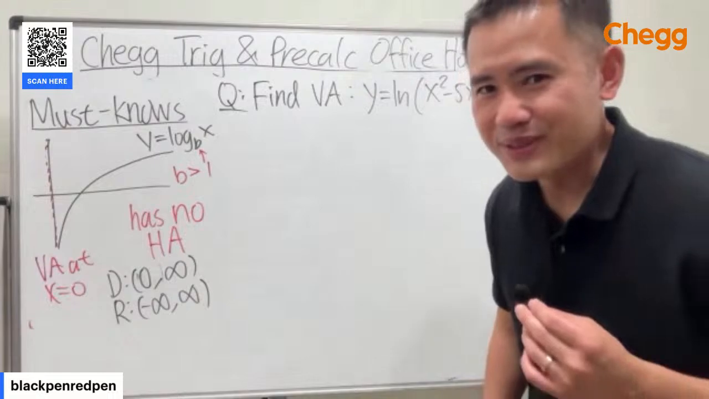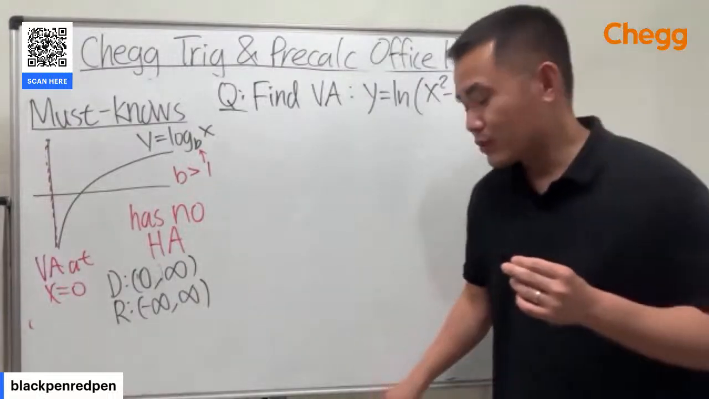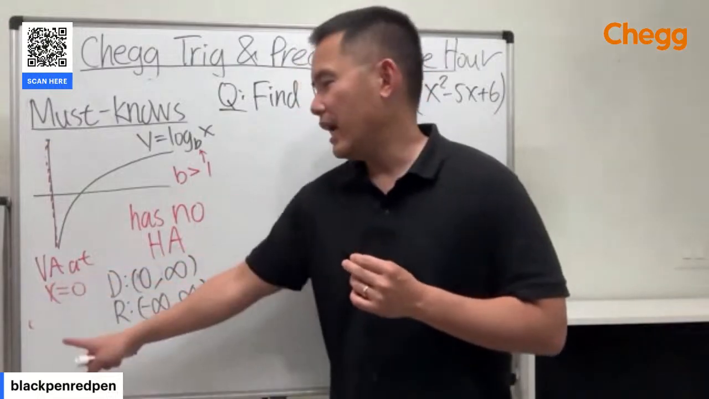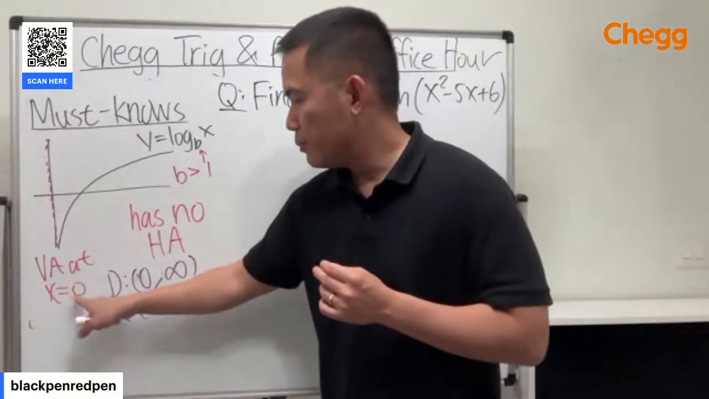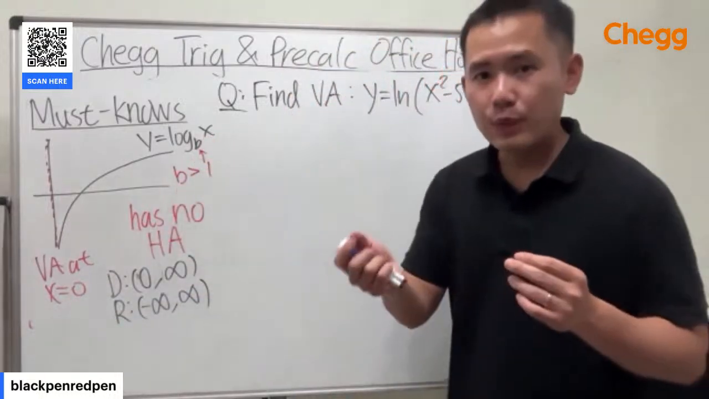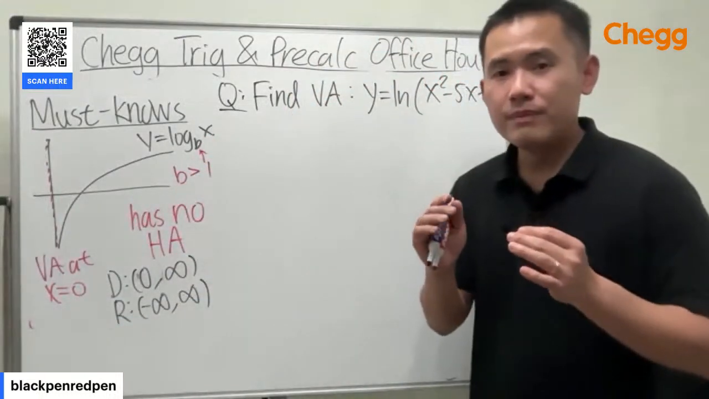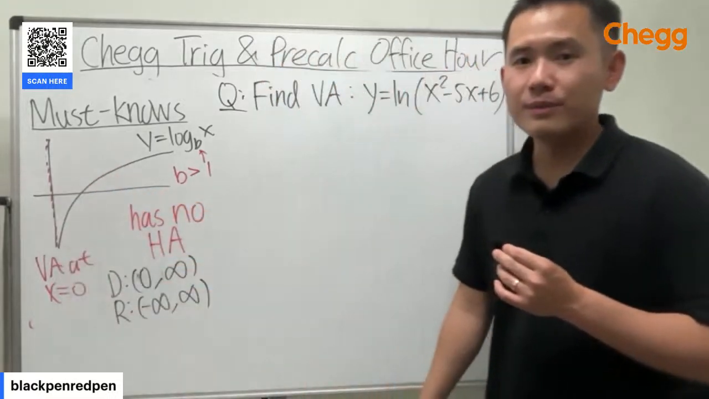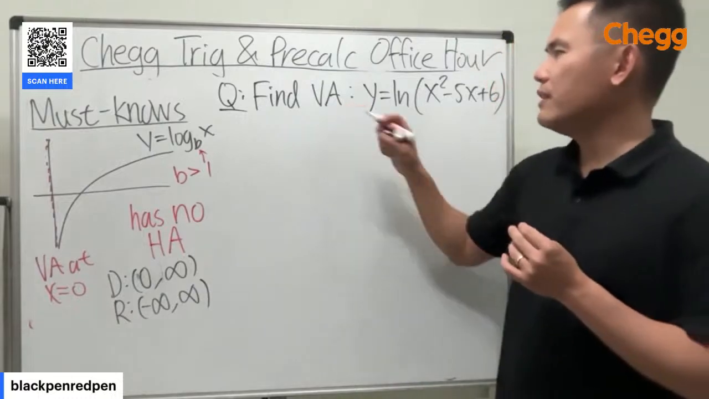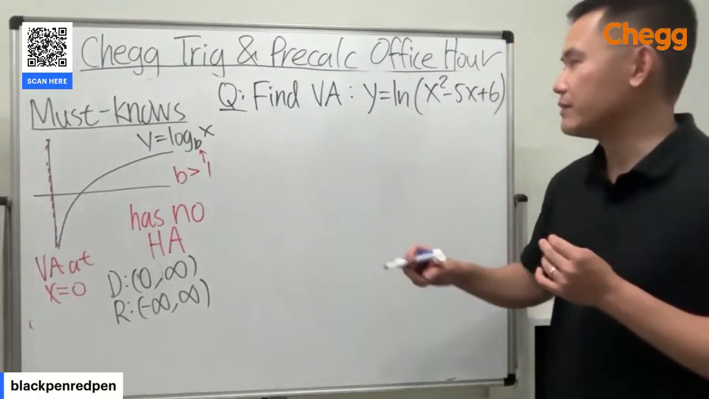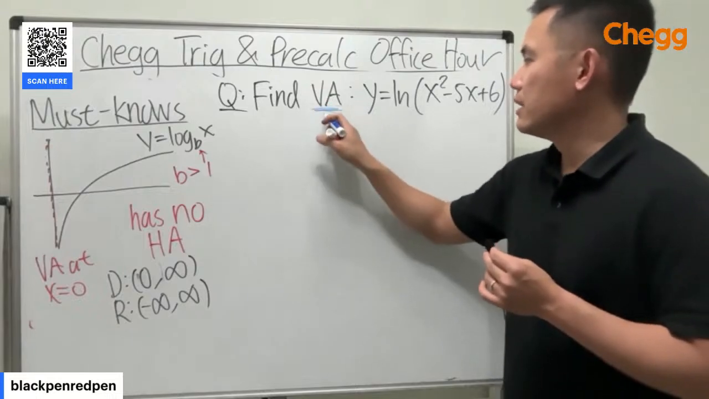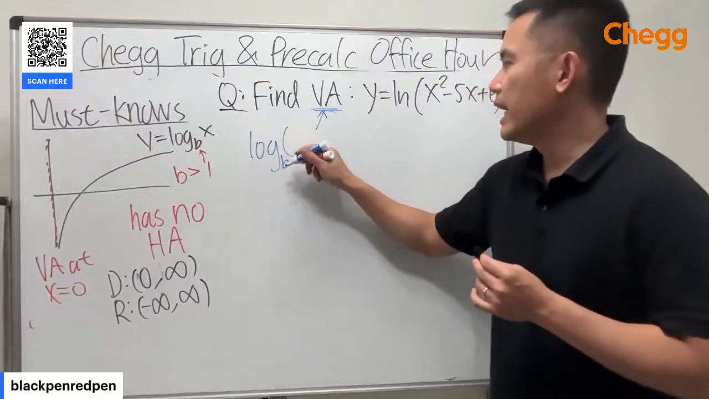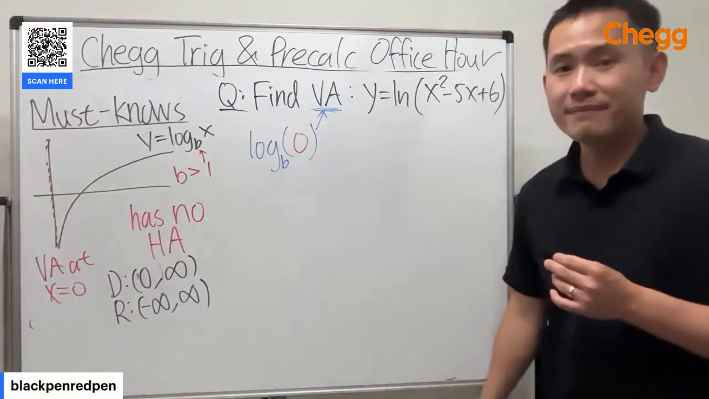Vertical asymptote at 2 and 3. That is correct. Here is what I want to show you. Notice we do have a vertical asymptote when x is equal to 0. If you put 0 in here, it looks like we have log of 0. It's undefined, and the picture is that we have a vertical asymptote. So to find the vertical asymptote, this is all you have to do. Let me just indicate that. VA: you're looking for log of whatever base, and you are trying to get a 0 inside.